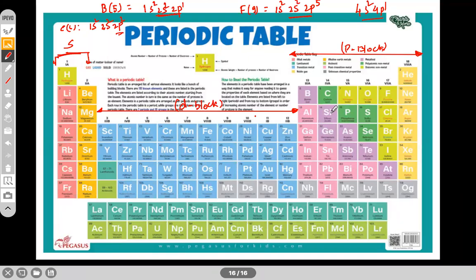Could you tell me, what is the outermost electronic configuration of silicon? Yes, it is 3s2 3p2 because carbon is 2s2 2p2. So it is 3s2 3p2, 4s2 4p2, 5s2 5p2, and so on.